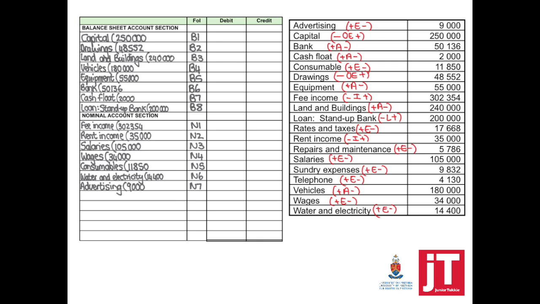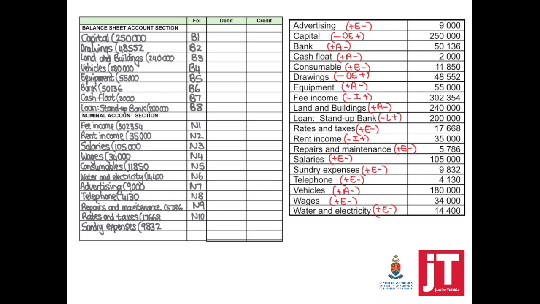advertising, 9,000, telephone, 4,150, repairs and maintenance, 5,786, rates and taxes, 17,668, sundry expenses, 9,832. So that is now the first step, classifying each one of those and then sorting them out in the balance sheet account section or the nominal account section.